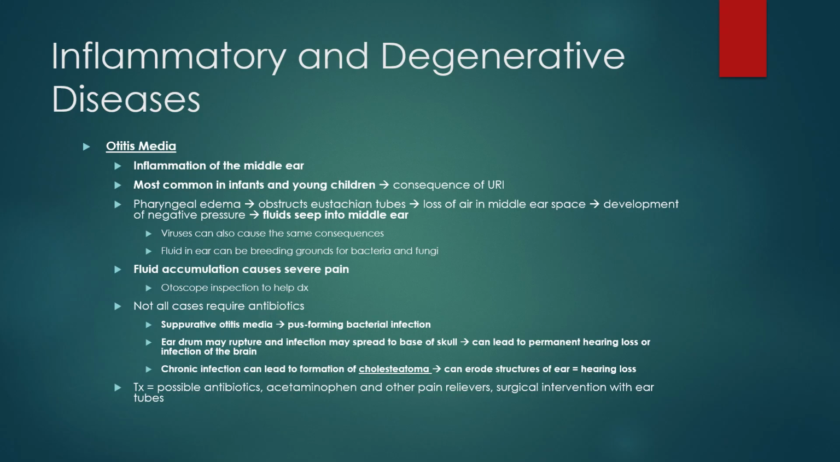Histologically, cholesteatoma shows stratified squamous epithelium, keratin debris, and chronic inflammation. Treatment depends on severity and may include antibiotics, pain control, or surgical placement of ear tubes to restore ventilation. Children are more prone to otitis media because their eustachian tubes are shorter, wider, and more horizontal. Basically, the anatomical equivalent of poor drainage.